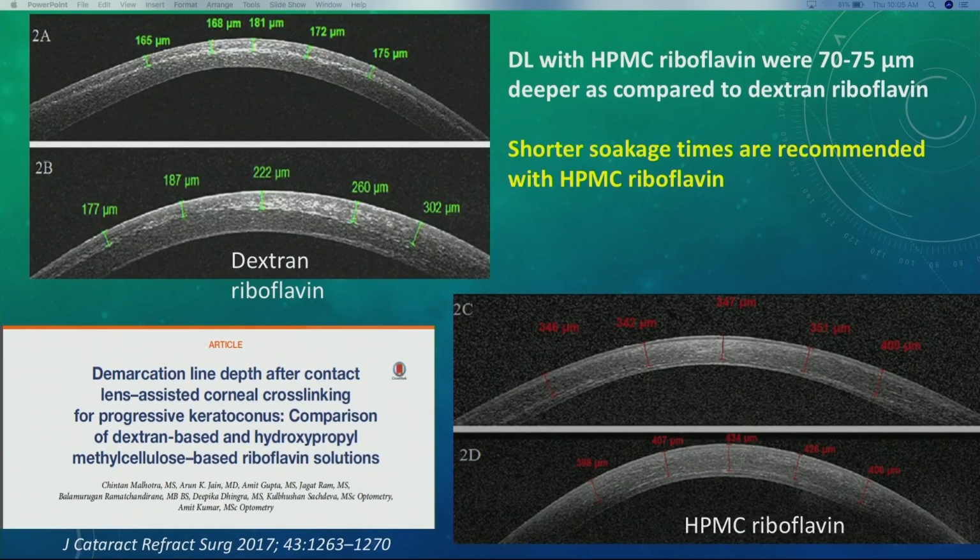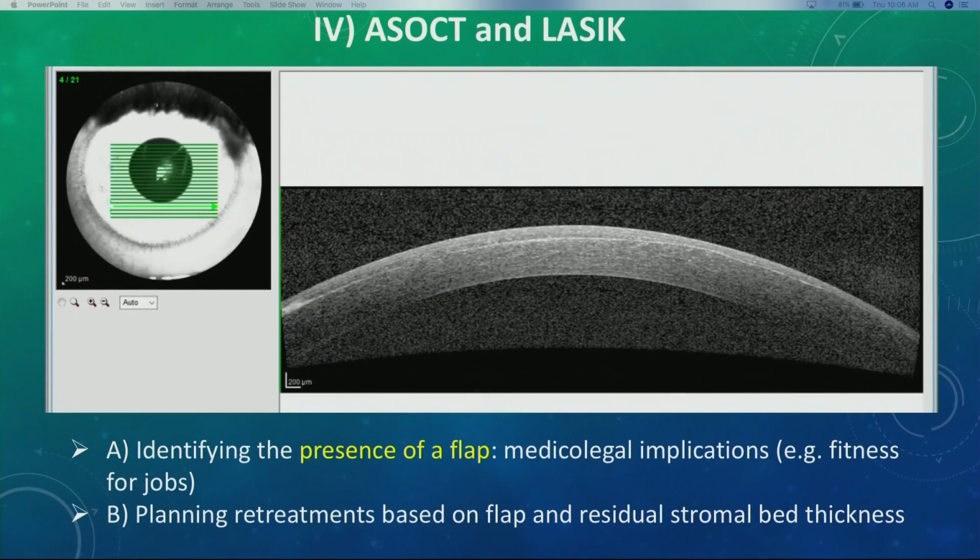But recently we started using the riboflavin with the HPMC, which causes greater penetration of riboflavin, and we noticed that with a shorter soakage time, the demarcation line with the HPMC was much deeper. They were pre-Descemetic. And this lends support to previous literature also, which shows that with HPMC you need much shorter soakage times, 10 to 15 minutes, as compared to the 30 minutes that you do with a dextran riboflavin.